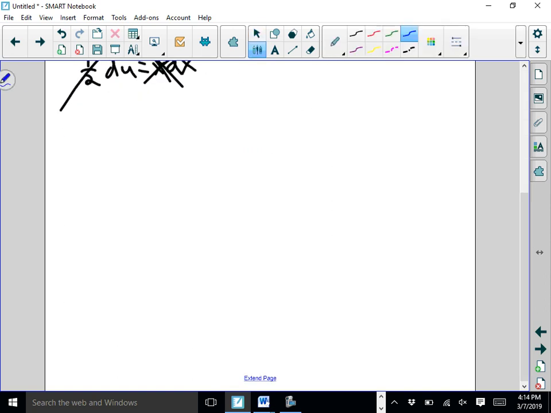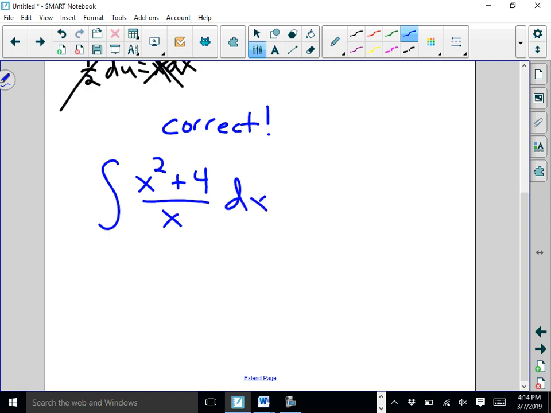Correct method. U substitution is not going to work here, but I'm going to draw a shape that might lead you to the right answer.